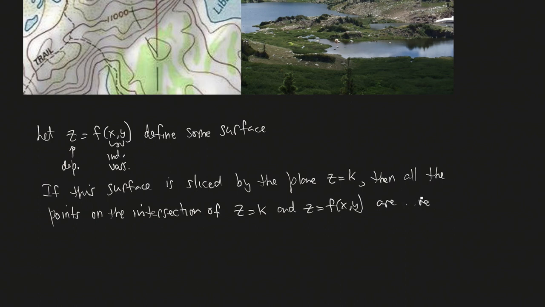Okay, let's see. So these points of intersection, all of them together are called, actually, no, let me not say it like that. So all the points of intersection, they form what is called a level curve of height k. So height k, right?